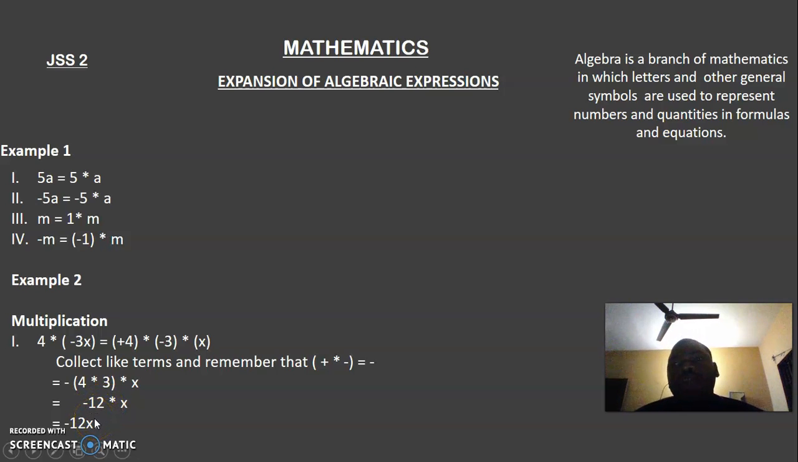Minus 50 times y gives us minus 50y. Minus 100 times y gives us minus 100y. So for this one, we have minus 12 times x, that gives us minus 12x.